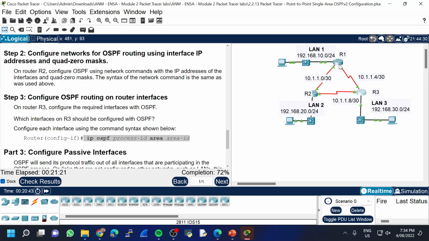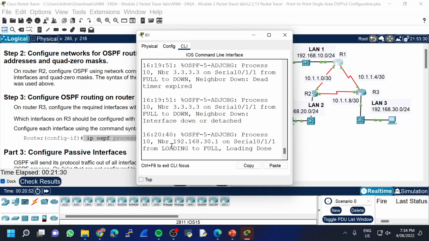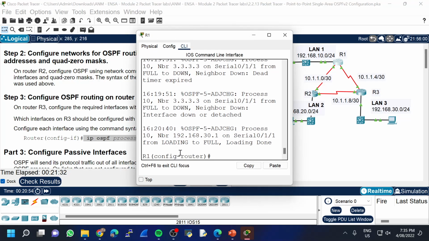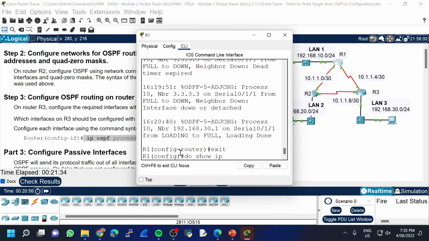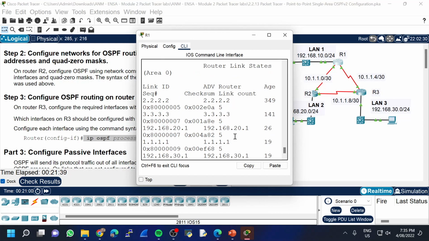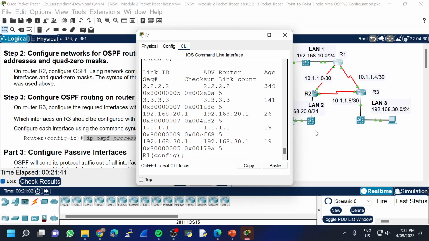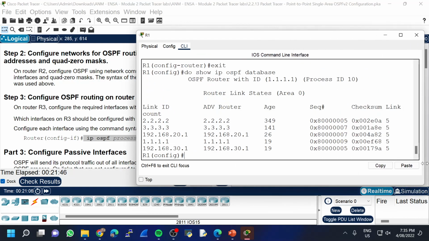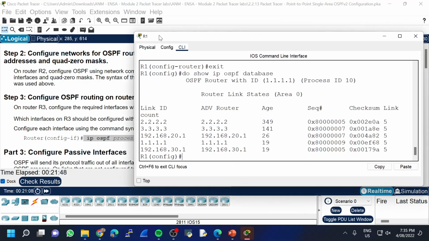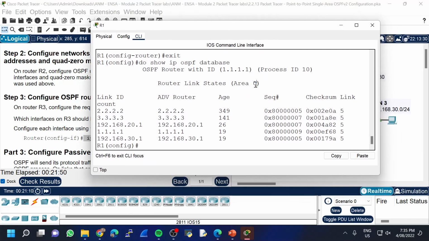There is actually a way we can verify the link state database on the routers, so we can see what we're receiving from the other routers. If I go to router 1, for example, I can just type in show IP OSPF database. This will basically show all the advertisements that I'm receiving from the other routers. Check it out. I'm receiving all the advertisements from a single area, area 0.